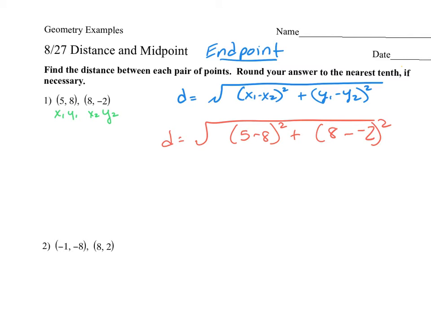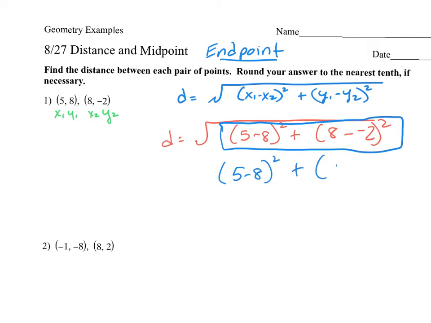In your calculator, you are going to key in exactly this without the radical. So just the 5 minus 8 squared using the parentheses, and 8 minus -2 squared. Just key that in. So now you find the square root of what you just got on the calculator. Then you don't make any mistakes.